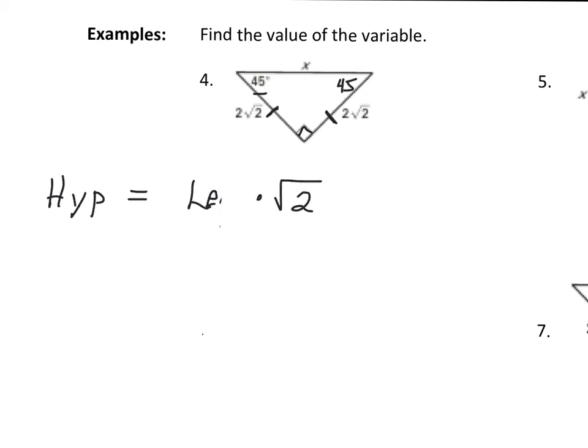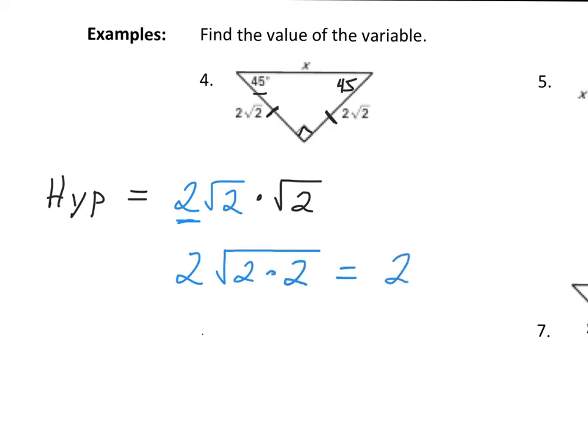So I have the length of each of my legs, so let's plug that in. It's going to be 2 radical 2 times radical 2. Well, I can't do anything with this 2 on the outside. That's going to stay the same. But with the radicals, I can multiply them together. So we have radical 2 times 2, which is going to give me 2 times radical 4. Radical 4 is actually 2. 2 times 2 gives me 4. So my final answer in this case for x is 4.